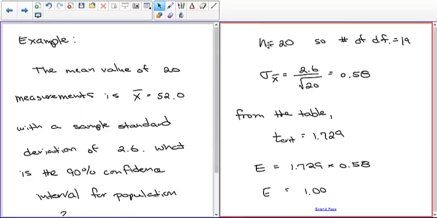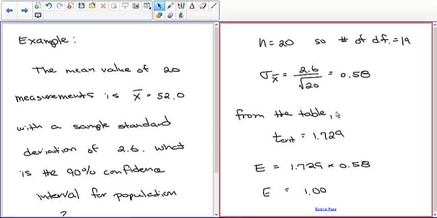Okay, so here's the calculation. We've already done the first 2 steps. Calculate the sample mean and the sample standard deviation. Third step is to calculate the standard deviation of the sample mean. So we just take the sample standard deviation divided by the square root of the number of data points. So that's our standard deviation of the sample means.